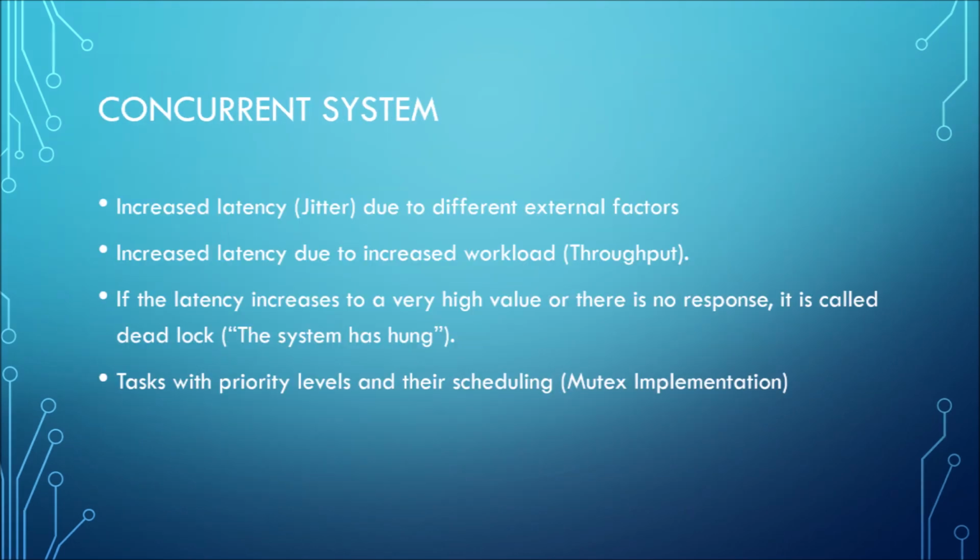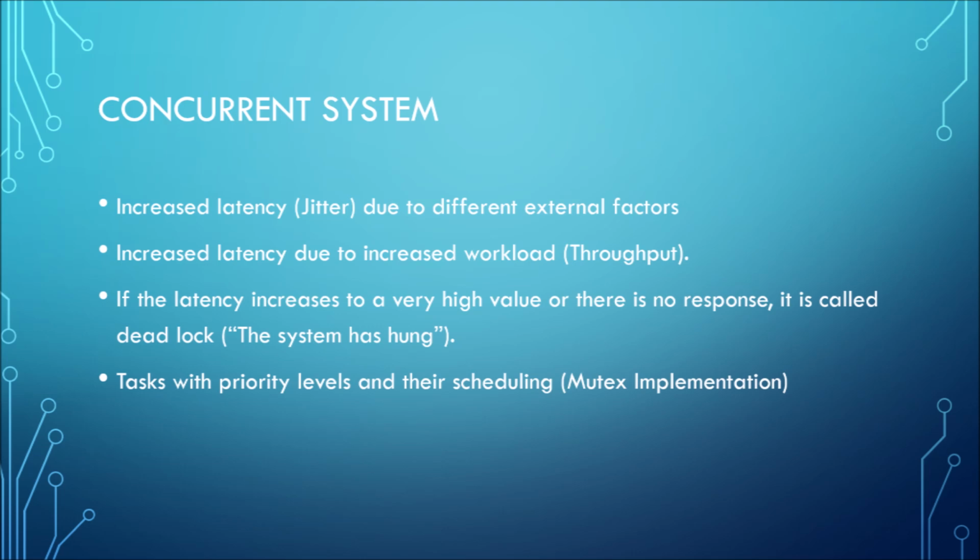A concurrent system is not perfect and has the following characteristics. Latency is not constant. For example, the time it takes to reach the desired voltage on the load depends on several factors, such as the type of load and its current consumption. This is an external factor to the system, and this type of latency is called jitter.